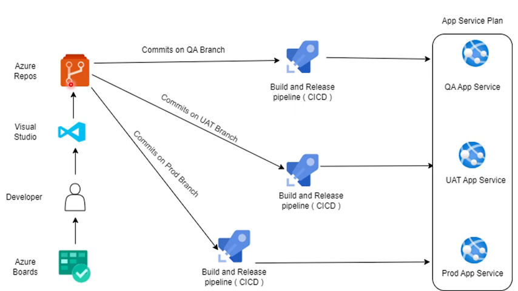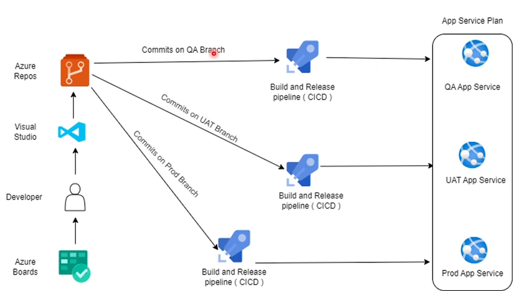So in the Azure repository, I have three branches. One is the QA branch, then the UAT branch, and then the production branch. And I have deployed three app services: one is the QA, the second one is the UAT, and the third one is the production. So when the developer commits the code on the QA branch, the application will deploy only on the QA application, and it will not touch anything on the UAT and production services.